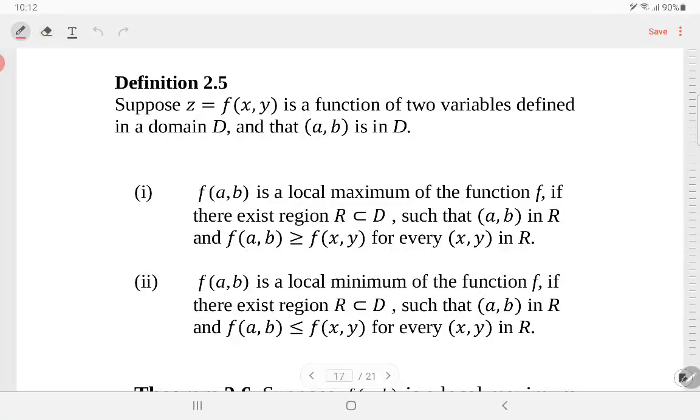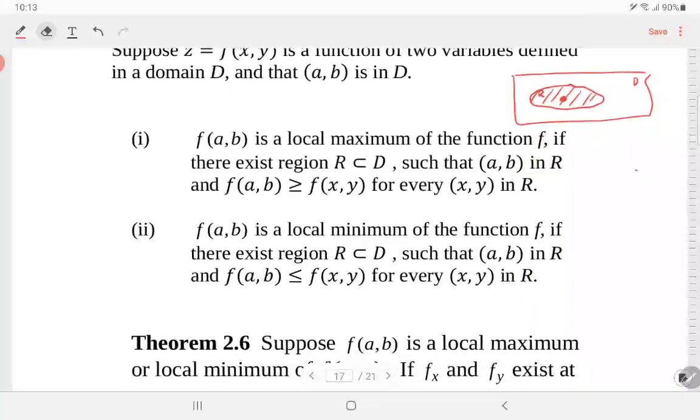Let's see here. Say we have a domain D, and in domain D we have a region R, which is a subset of D. In R, we have a point (a, b). f(a, b) is a local maximum if (a, b) is in R, and f at (a, b) is the largest compared to the value of f at any point (x, y) in region R. So it's not the largest in the whole domain, but it is the largest in region R, where R is inside the whole domain.